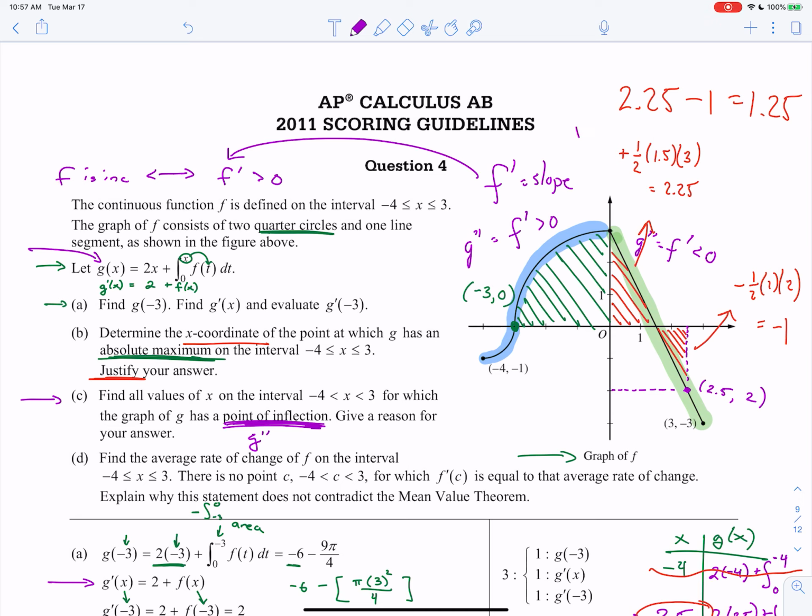But notice how there is a change in signs right about here at x equals 0. Because there is a change in signs for the second derivative of G or the first derivative of F, we know there's a point of inflection, okay?